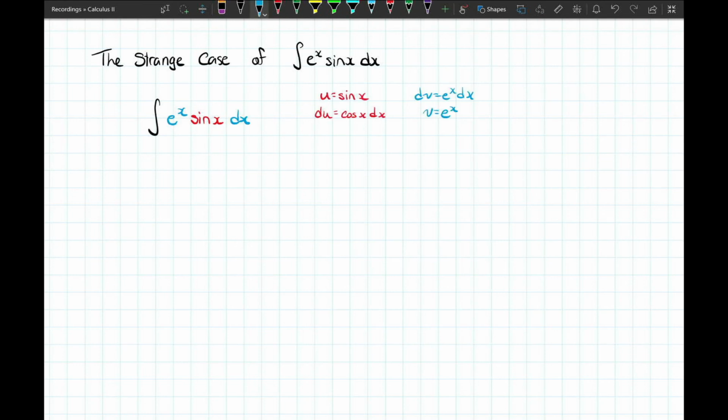Sure enough, we can find that derivative du and that integral to get v, and we get a new integral. Okay, well, that didn't look much improved. We were starting off with a problem involving e to the x sine x, and now we have a problem involving e to the x cosine x. I'll write that one more time, but I'll take away all the fancy colors. Because this time around, we need to use integration by parts again.